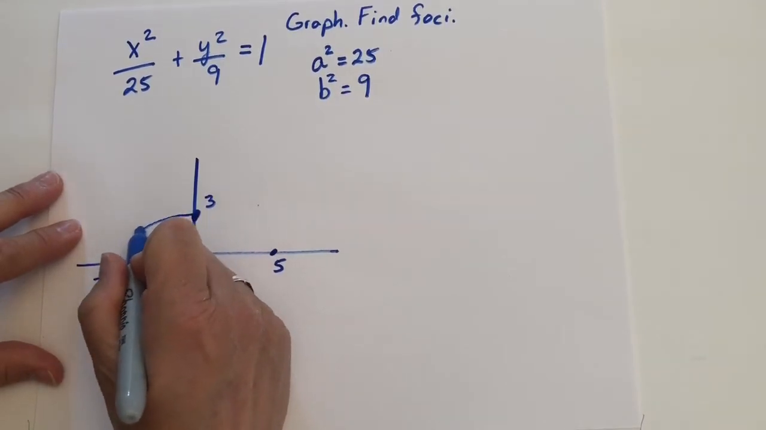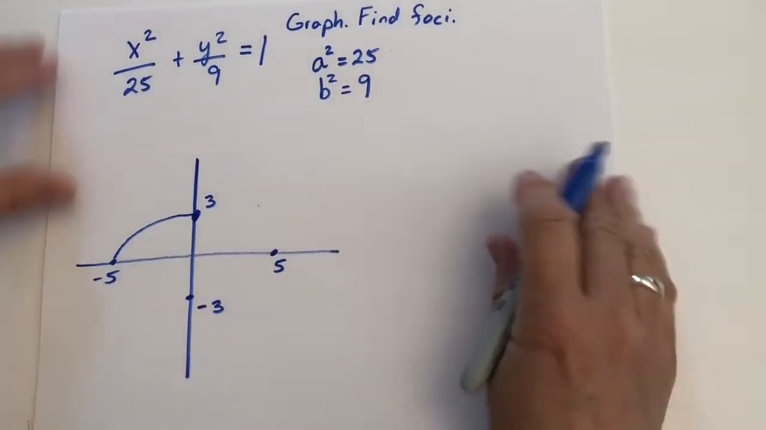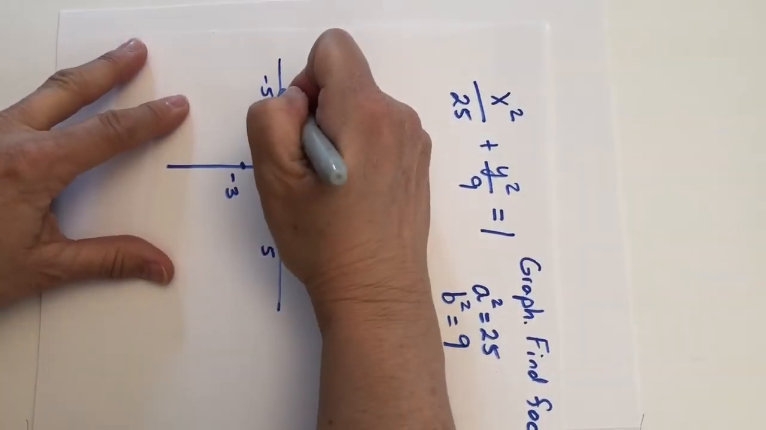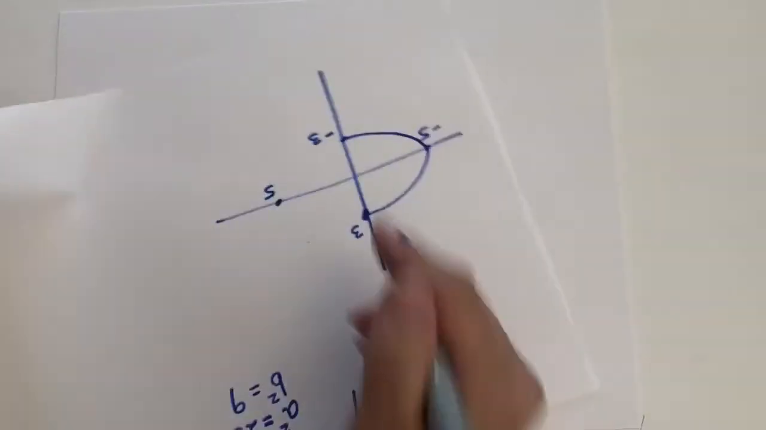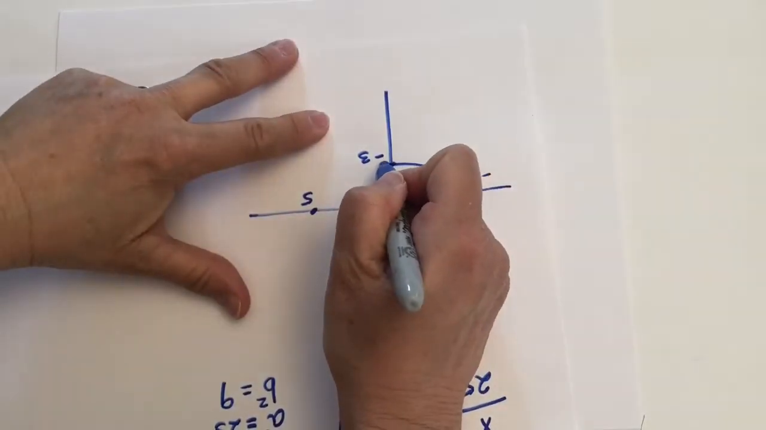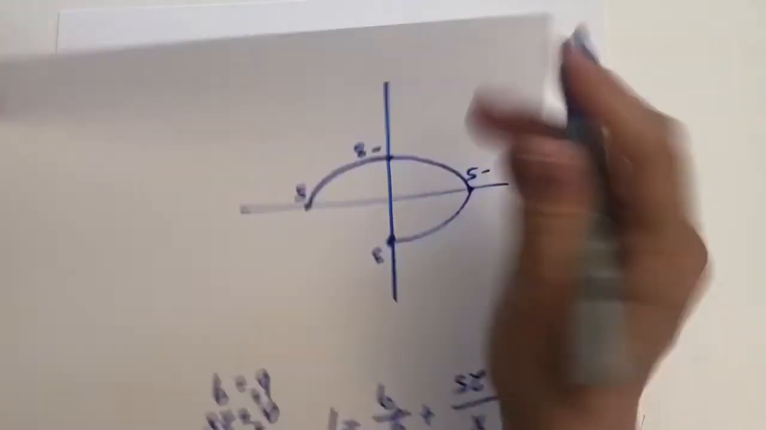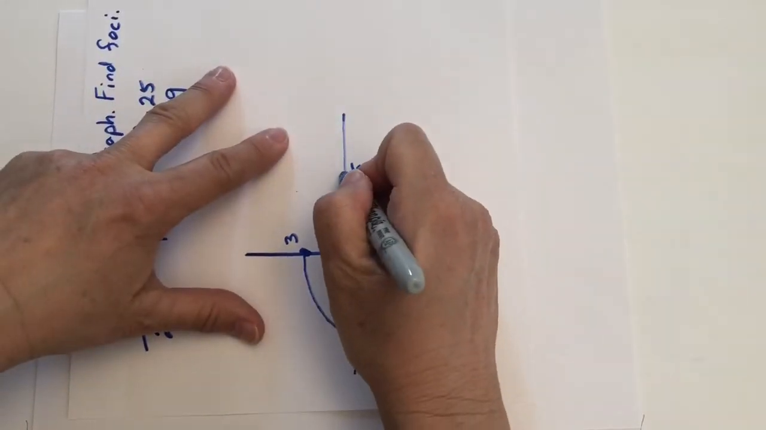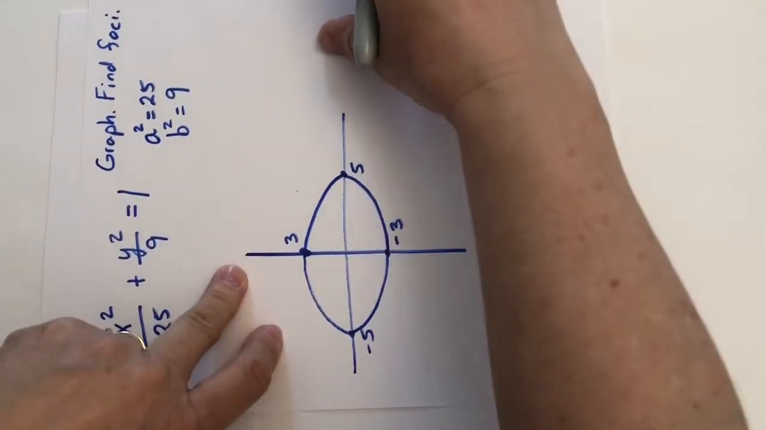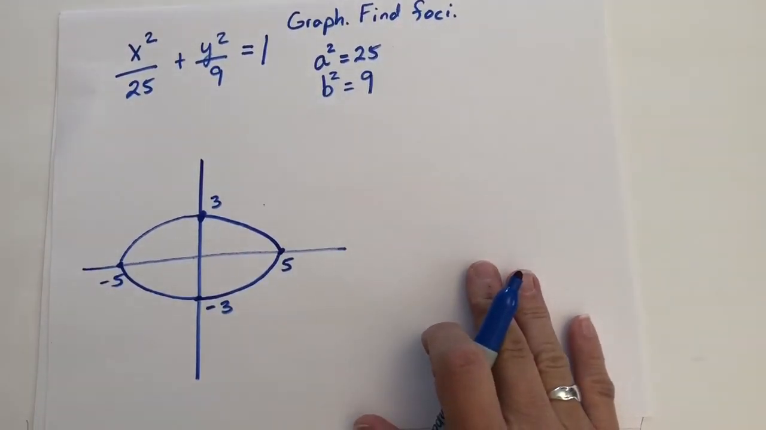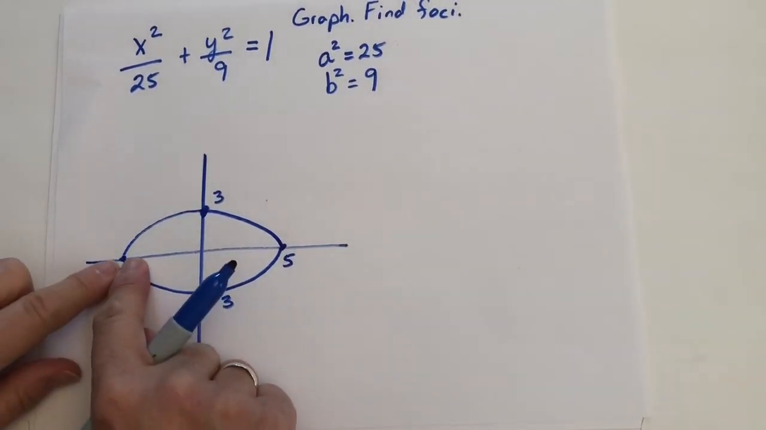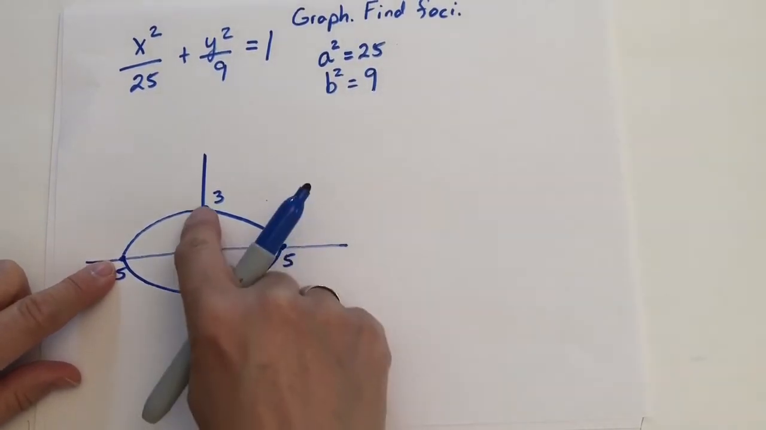And then I draw my ellipse. Sometimes I find it easier to draw if I rotate my paper this way. Just easier for me to draw it in that direction. But you don't have to. But I've just found that's what works best for me to draw a decent picture. So there's my ellipse. And this again is our major axis. This is our minor axis.